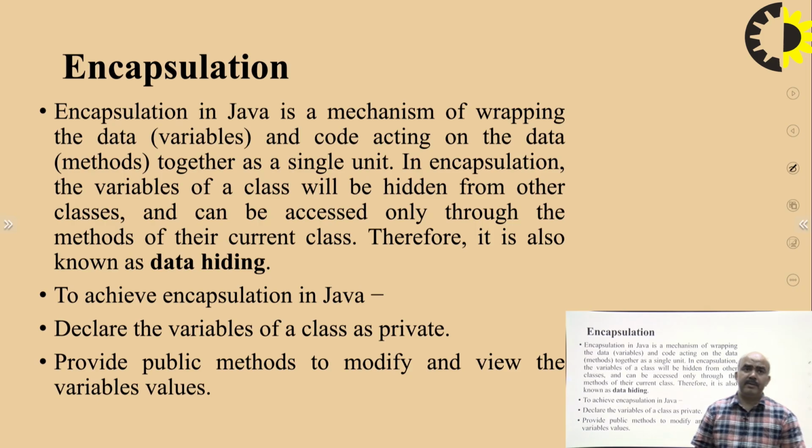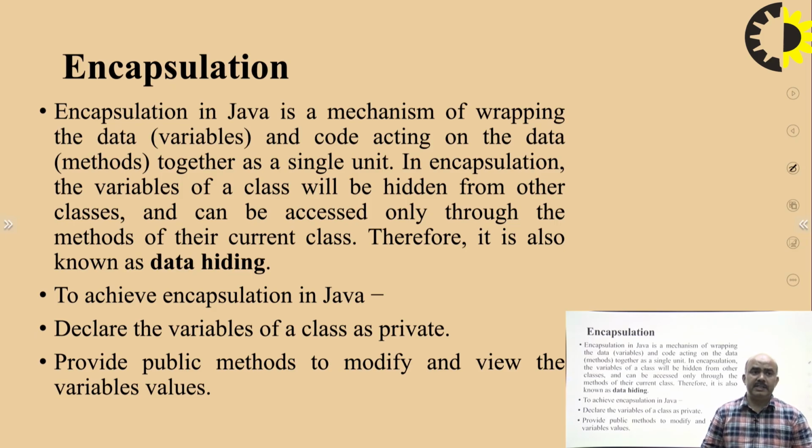Encapsulation is a mechanism for wrapping the data, that is variables, and the code acting on the data, that is methods, together as a single unit. In encapsulation, the variables of a class will be hidden from other classes and can be accessed only through the methods of their own current class. Therefore, it is called data hiding.